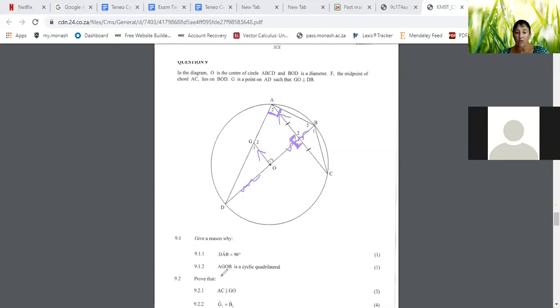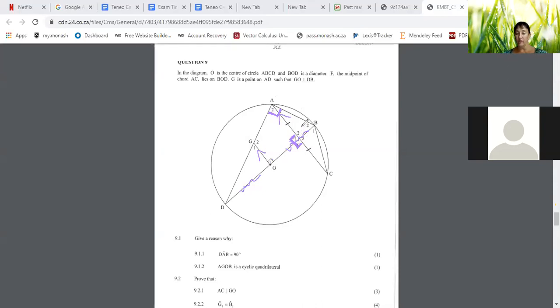Right, then you want to show that AGOB is a cyclic quad. This one is cyclic. Well, what do you know about a cyclic quad? The opposite angles are supplementary. Does 90 plus 90 not equal 180? So surely then that must be a cyclic quad.